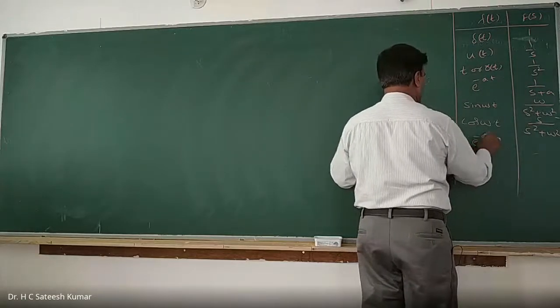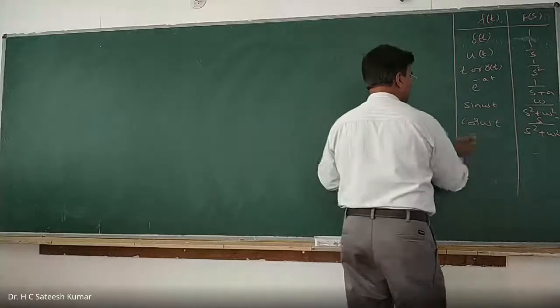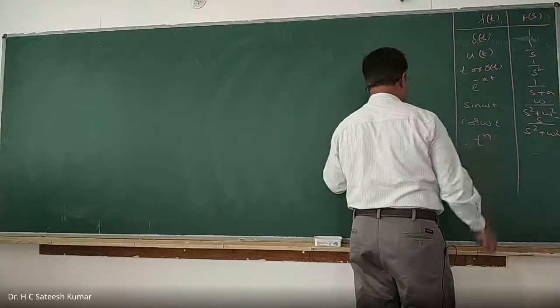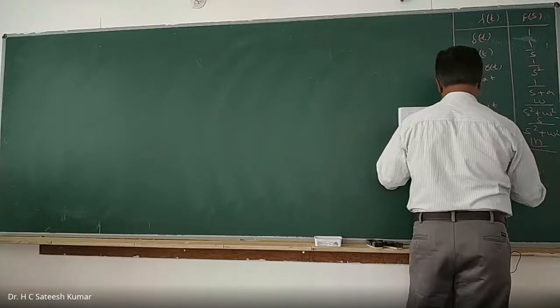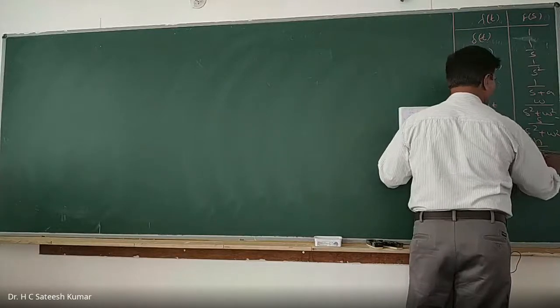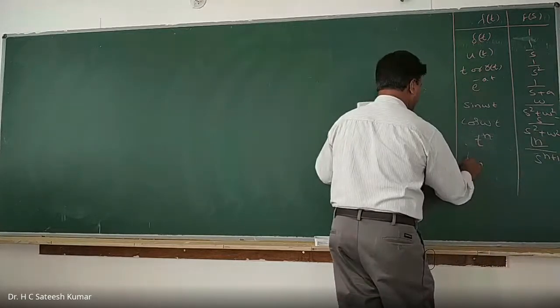T into e to the power of minus at. So t to the power of n, this is a standard relation: n factorial divided by s to the power of n plus 1. T into e to the power of minus at, this also I have not done.